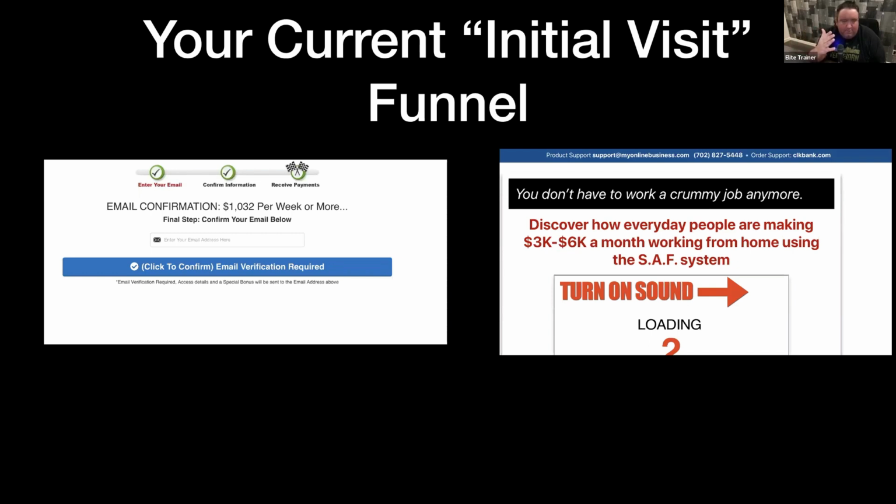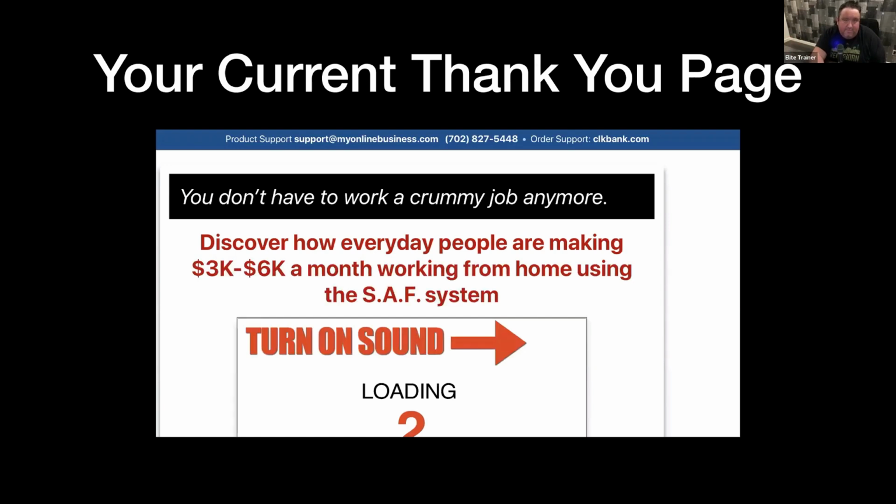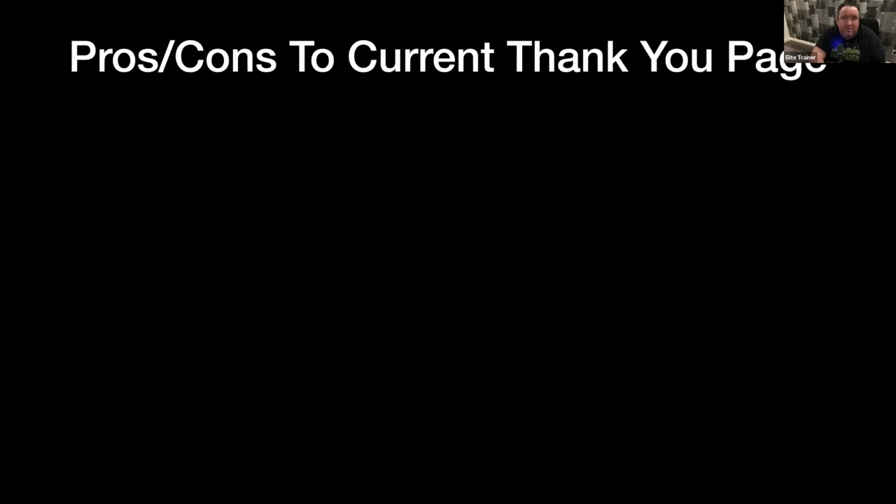Well, let's just look at this logically and put ourselves in the shoes of the visitor here. There's nothing on the opt-in page that is going to really prep me for what's over here on the sales page, other than we're talking about money. But there's not a whole lot going on as far as pre-framing. Now, this is your current thank you page, which is the Simple Affiliate System sales page, which is fine, by the way. I've made a lot of money just doing this.